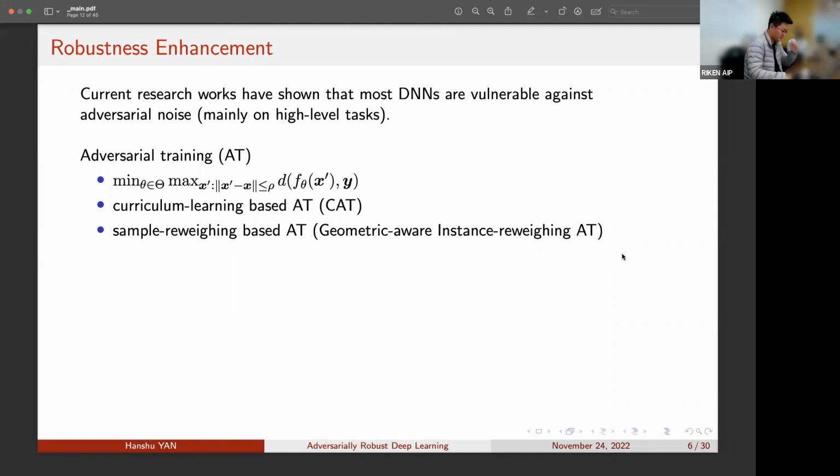Besides the original version of adversarial training, some other variants have been explored, such as the curriculum learning-based method called SAT, and some sample rewind-based method like Garrett. Garrett is the work done by Jinfeng and his team, right?